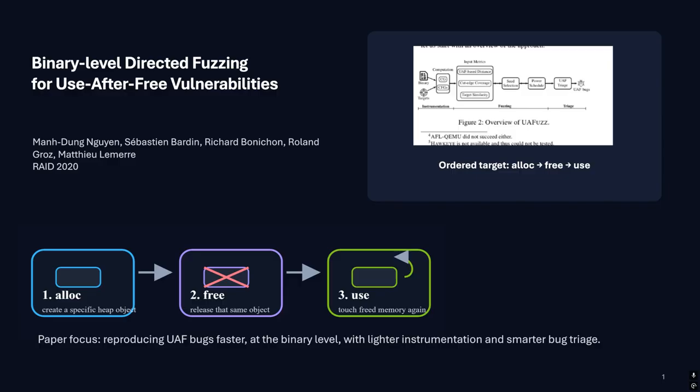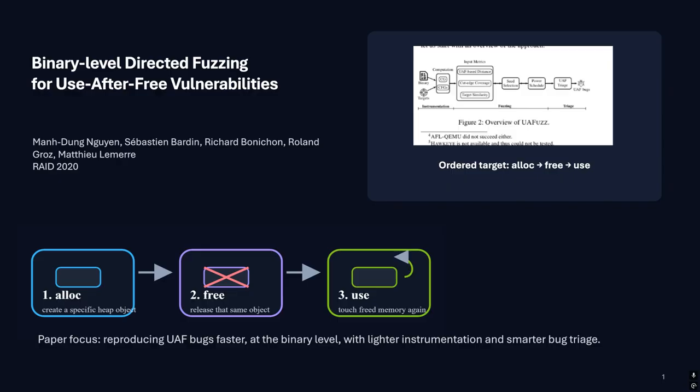Okay, so the main problem this paper is trying to solve is that use after free bugs are both really dangerous and also really hard to find reliably. A lot of fuzzers are good at finding crashes in general, but they're not especially good at finding this specific type of bug. The use after free usually depends on a very particular sequence of events happening in that order.